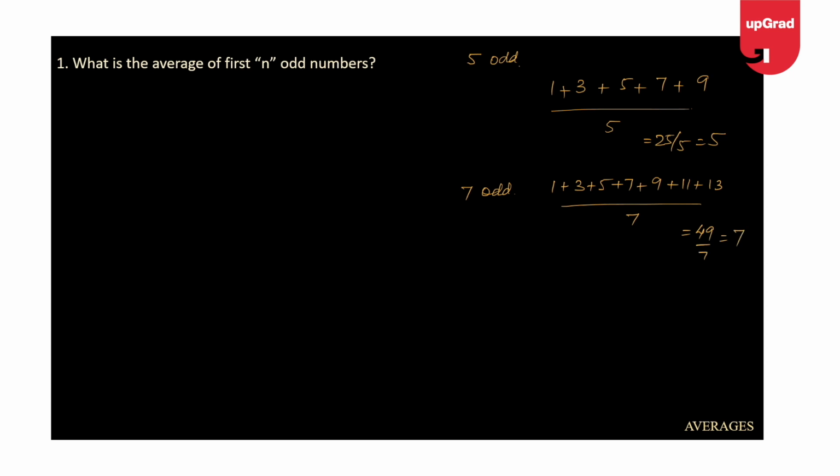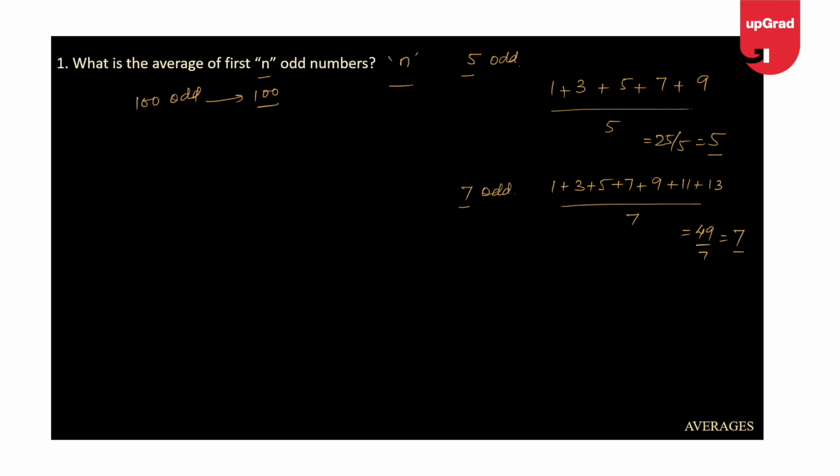So do you observe what is happening here? The average of first 5 odd numbers is 5, the average of first 7 odd numbers is 7, and therefore the average of first n odd numbers will come down to n. Isn't that wonderful? Because if the question says find out the average of first 100 odd numbers, I need not calculate the value. My answer is simple, and that is 100. And this is proved, right?